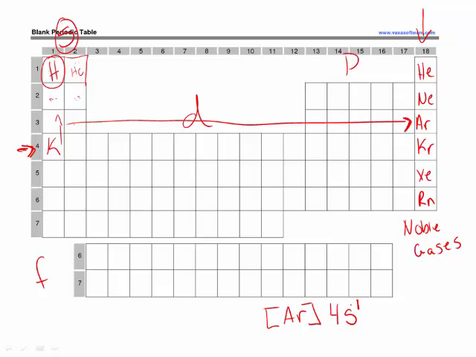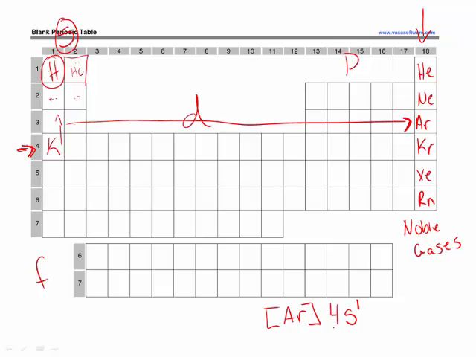So again, I went up one row and all the way over to the right. Argon looks exactly like potassium in its electron configuration, except for the last electron that potassium has, and that's in the 4s.